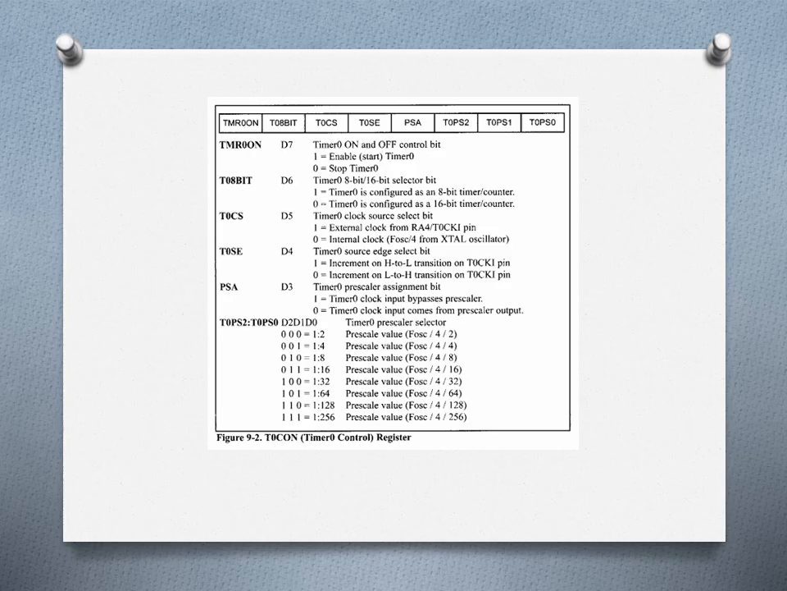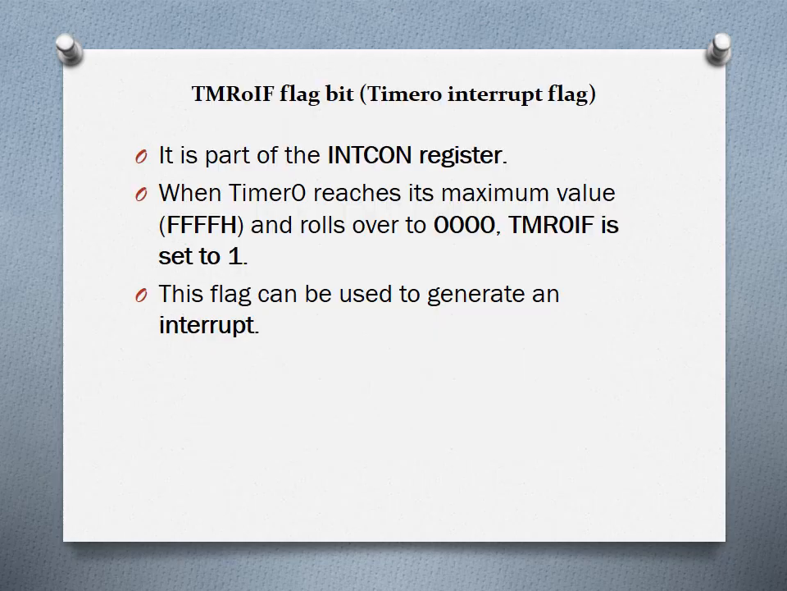And the remaining 3 bits, timer 0 PS0, timer 0 PS1, timer 0 PS2 will be acting as a prescaler selector. If it is all zeros, it will be crystal frequency divided by 4 in all the cases of the timer, further divided by 2. And similarly, if it is all ones, crystal frequency divided by 4 and further divided by 256.